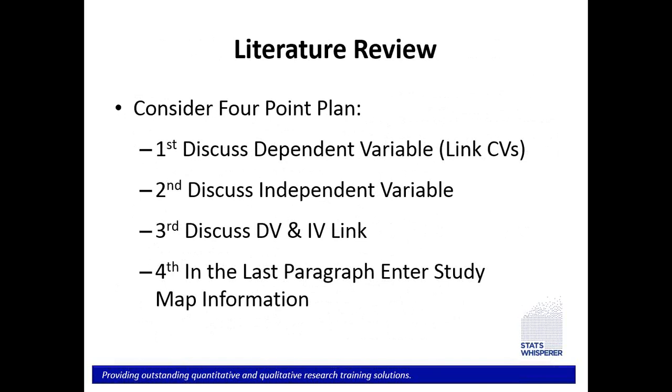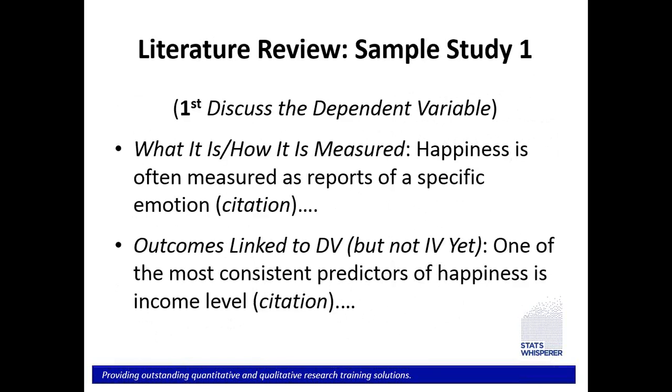Then second, the next section or paragraph, we discuss the independent variable. Third, we discuss the dependent variable-independent variable link. And then fourth, this is the last paragraph before the methods section. It has a very specific purpose, right? This is where we present the study map information in a paragraph form for the reader.